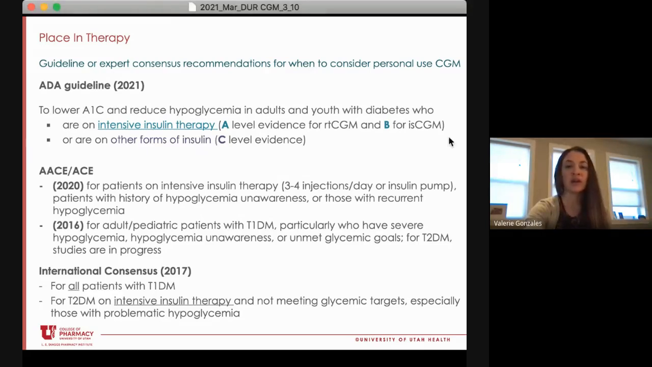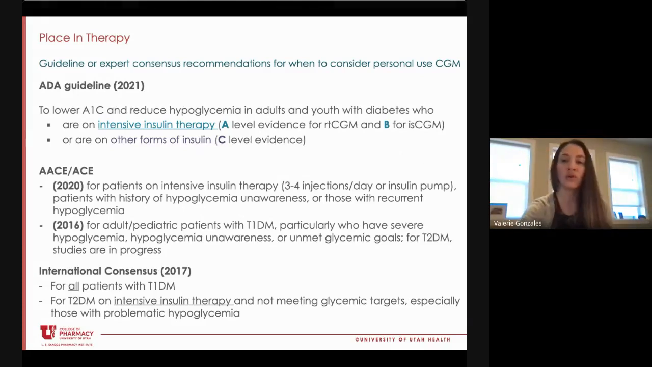For patients who are not on intensive insulin, there are limited low-quality studies suggesting benefits with CGM over SMBG. So while the ADA has described that CGM may be considered for these patients, this suggestion is based on low-quality studies. In 2020, in the ACE guideline, authors briefly mention personal use CGM and state that it may be considered for patients on intensive insulin, patients with history of hypoglycemia unawareness, or with recurrent hypoglycemia. And they cite their 2016 guideline that more thoroughly addressed CGM technology.